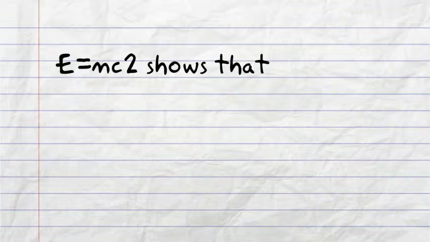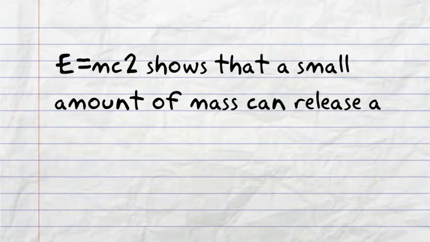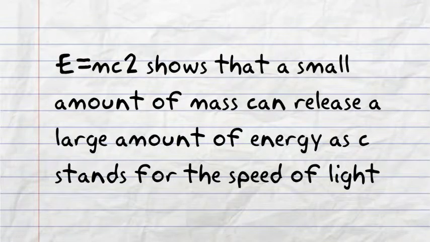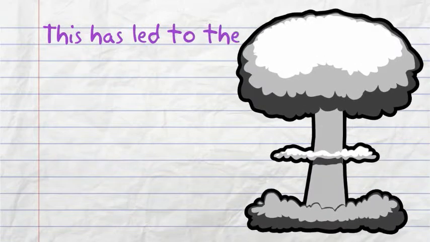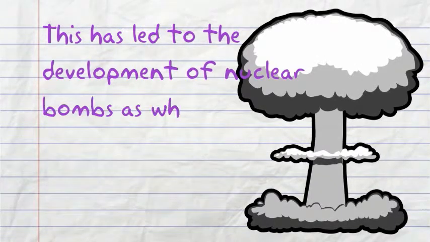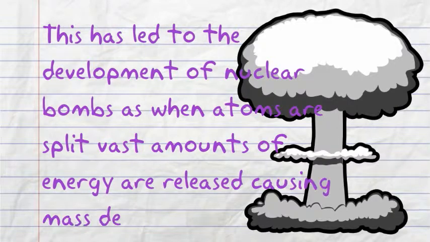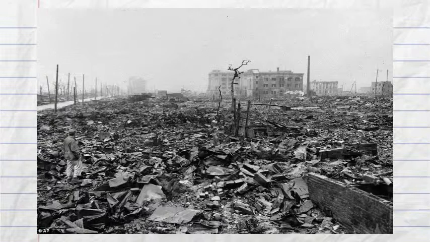E equals mc squared shows that a small amount of mass can release a large amount of energy, as c stands for the speed of light. This led to the development of nuclear bombs, as when atoms are split, vast amounts of energy are released, causing mass destruction. This image exemplifies the horrible impact nuclear bombs have had on society.